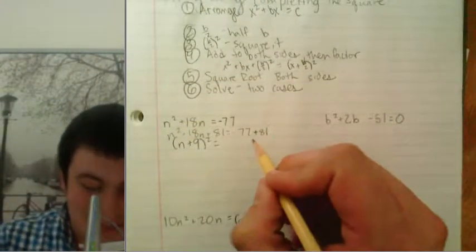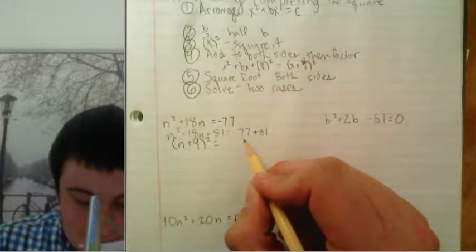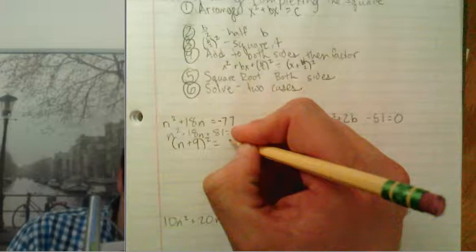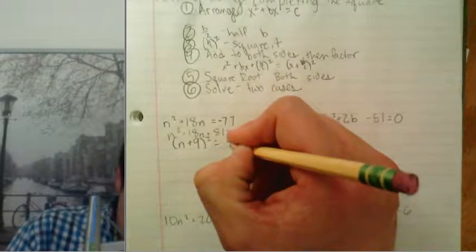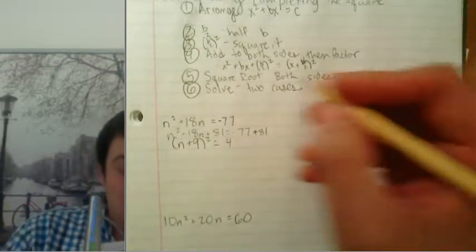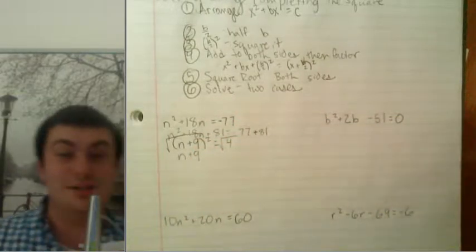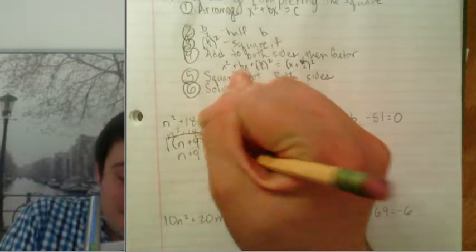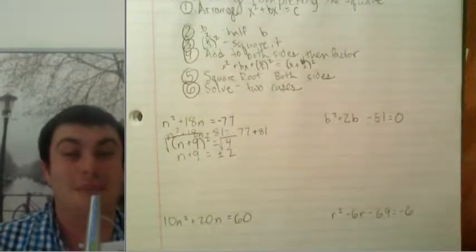I'm going to simplify this side over here. Negative 77 plus 81 gives us a positive 4. We take the square root of both sides. So we have n plus 9, because a quantity squared, take the square root, we just have what's inside. Now, when I say 2 cases, we're going to have plus or minus 2, because we don't know if it's positive or negative.